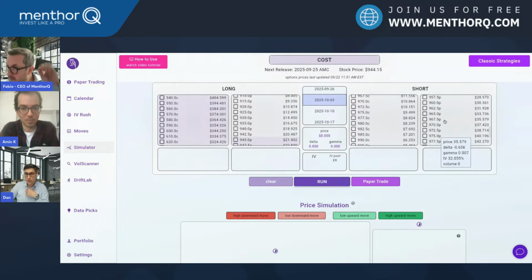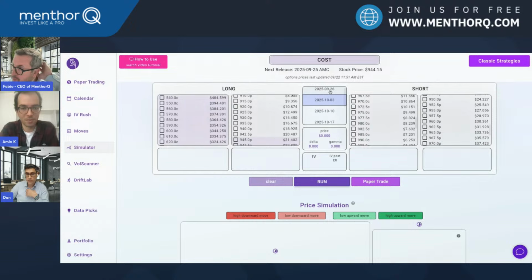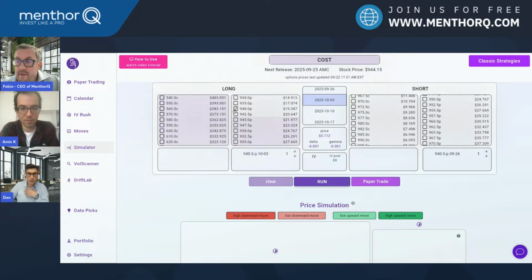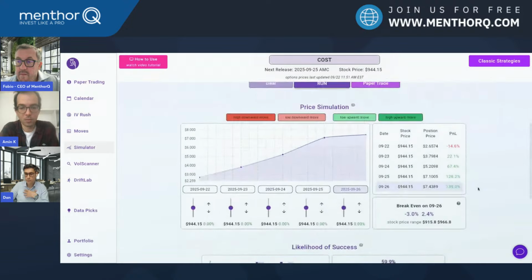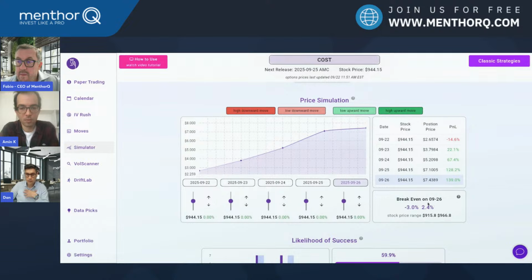So we have the 940 here for the now expiration, the put, and we just jump on expiration. I normally take 30 days, but it's okay. So you see here, this is a cheap bet, just $200, $250 roughly, a cheap bet that we're gonna stay in a tight range, and we're gonna go down.